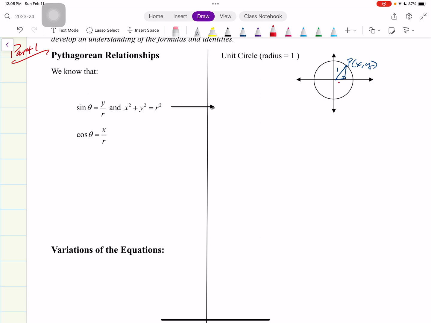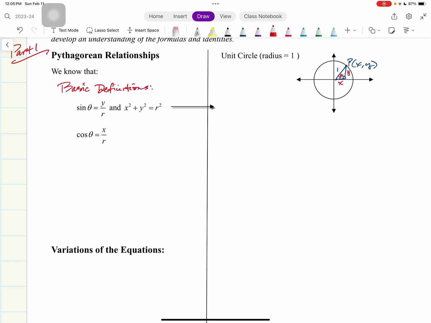We go x units to the right, y units up, and this little angle in here is called theta. So we know that sine of theta is y over r and cosine theta is x over r. You'll see our basic definitions off to the left. These are already known and memorized, hopefully.